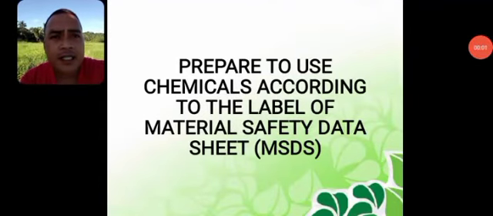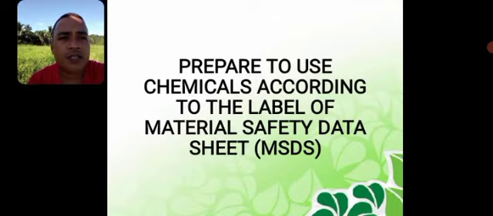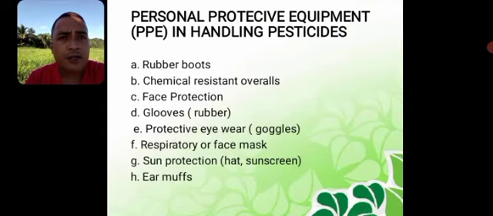Good afternoon, class. Our topic for today is all about preparing to use chemicals according to the level of the material safety data sheet, or MSDS. First, we come to personal protective equipment, or PPE, in handling pesticides. I hope that you are already familiar with this equipment.